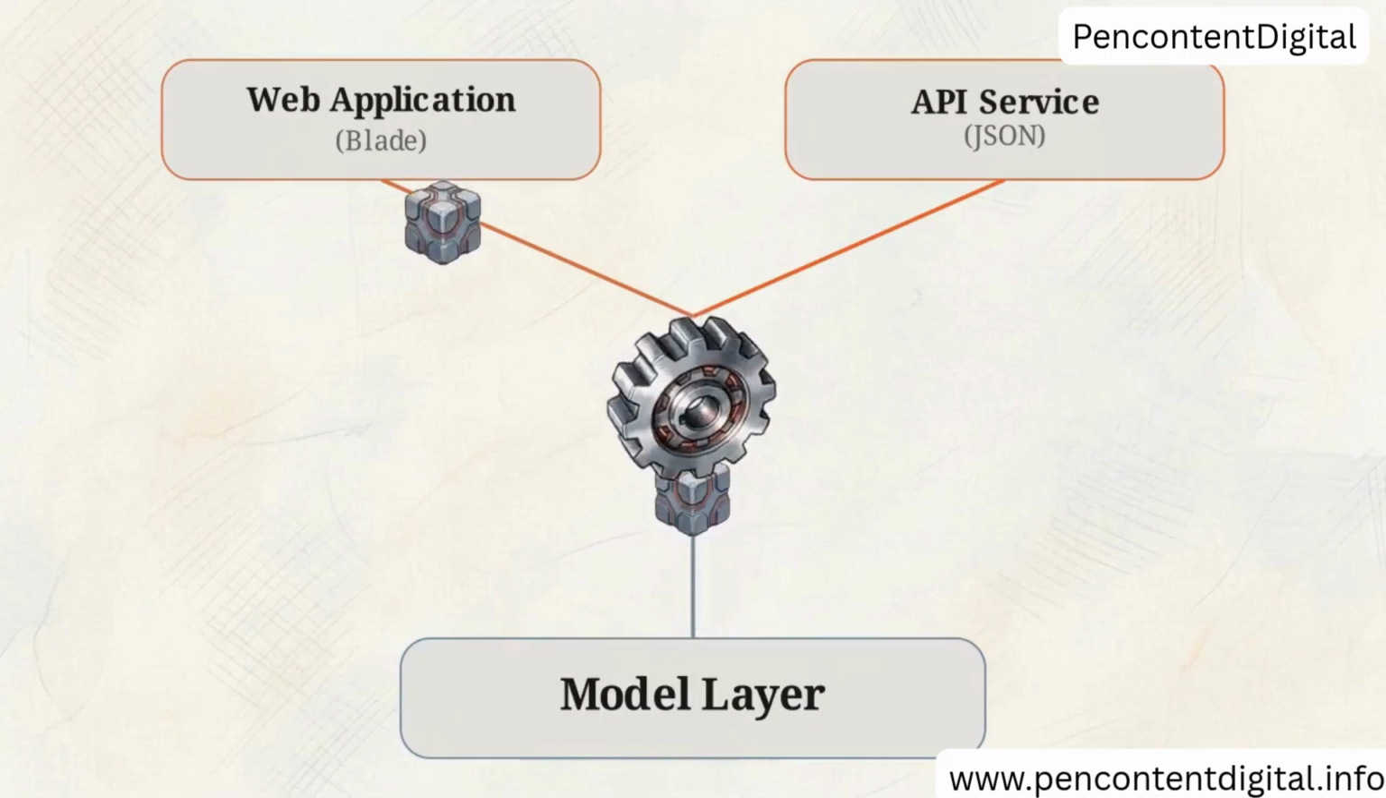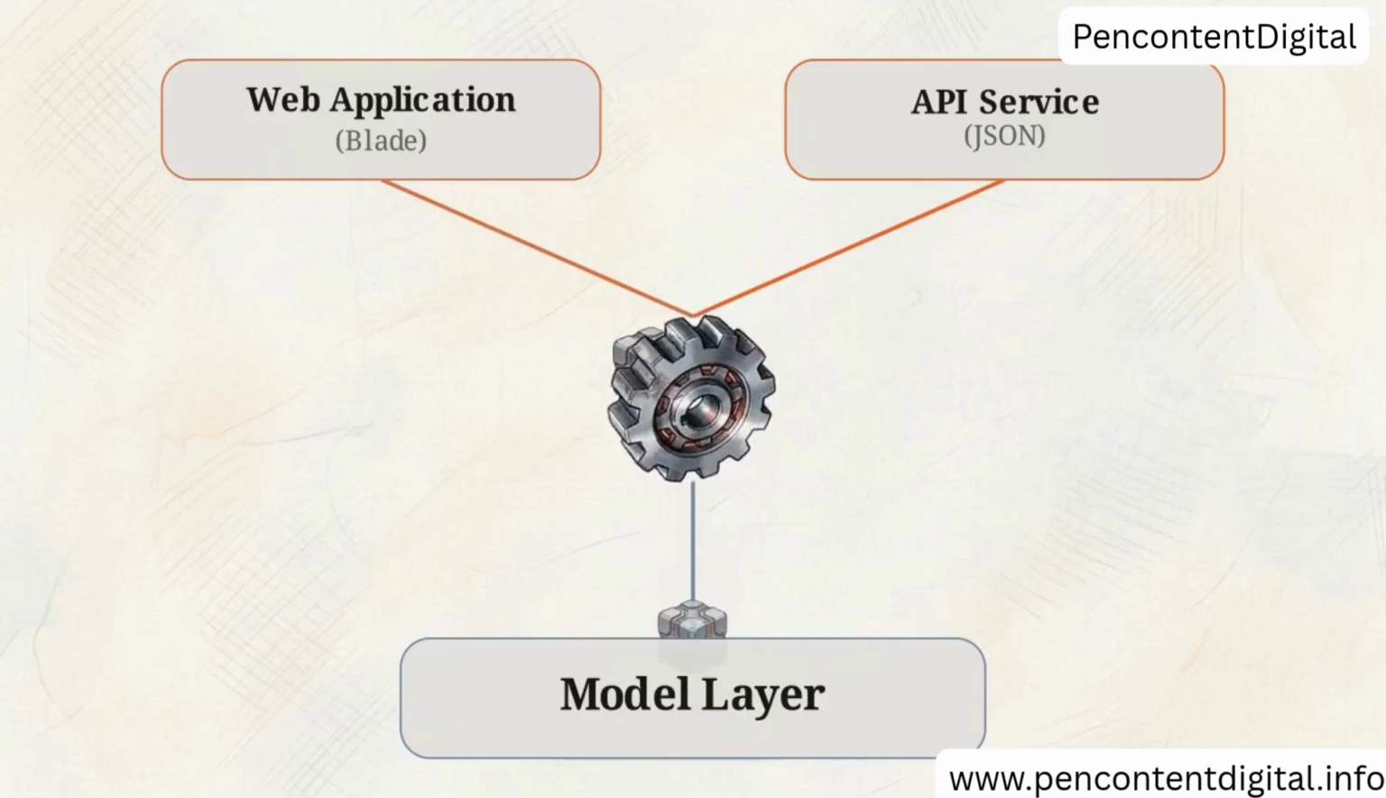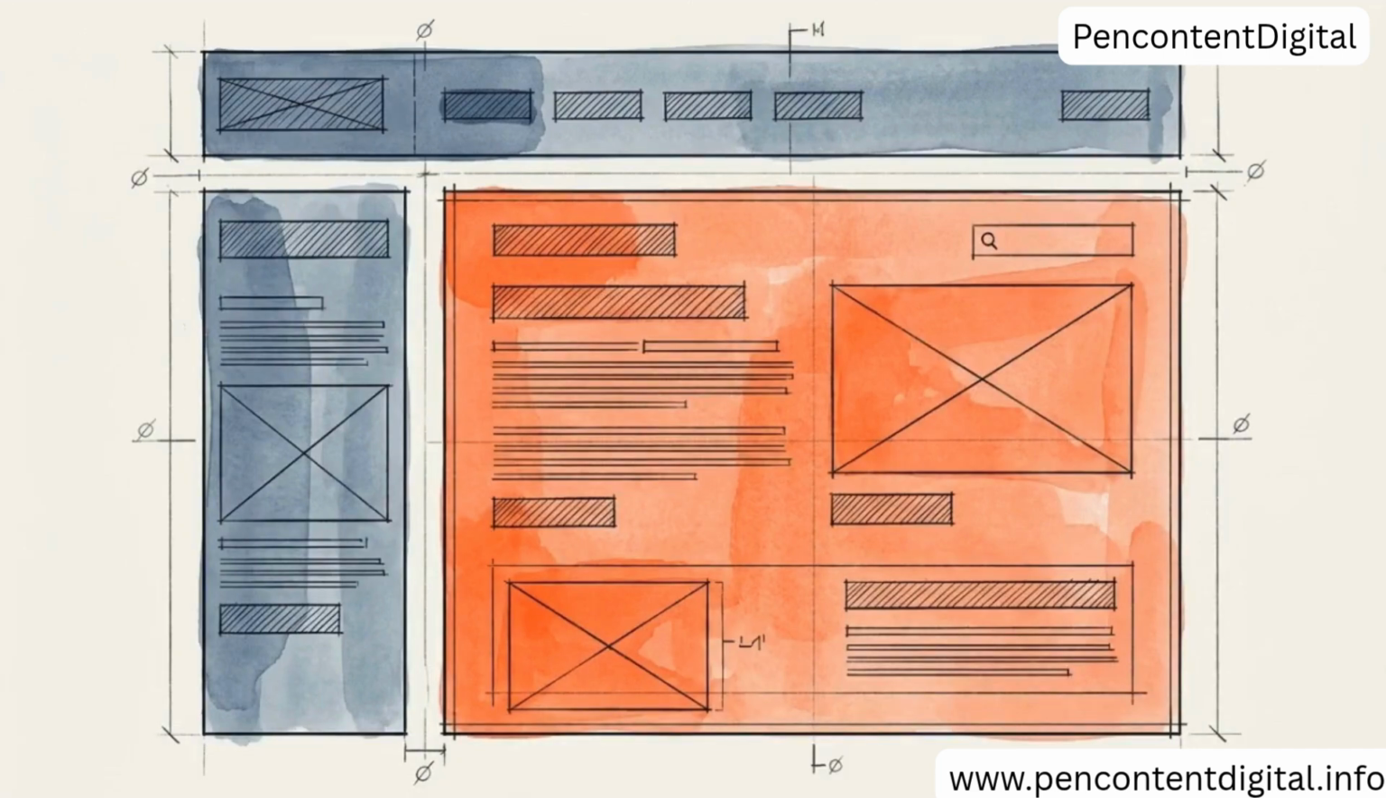Once the data is retrieved, it flows back through the model and returns to the controller. The controller must now format this data for the user, following one of 2 distinct paths based on the application's design. Path A supports traditional web applications. The controller passes the data to the view layer, which uses the Blade templating engine. Blade compiles the data into dynamic HTML components, using template inheritance to keep the interface code modular.